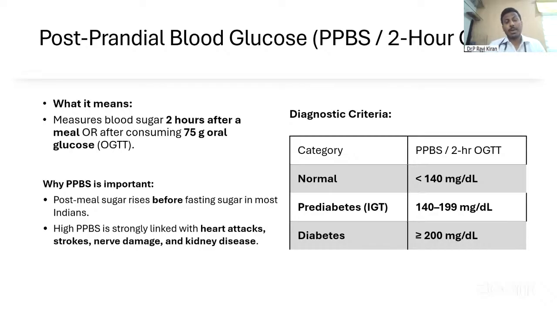But in diabetic patients, secondary to the lack of first phase insulin secretion by the pancreas, the spike would be very high. If you want to know more, we already have previous webinars on the pancreas and the role of insulin, where we explained how the pancreas responds. Whenever there is a rise in postprandial blood glucose, the first phase insulin secretion by the pancreas is lost, which causes high blood sugars. Normal values are less than 140. Pre-diabetes is 140 to 199. Diabetes is 200 or more.